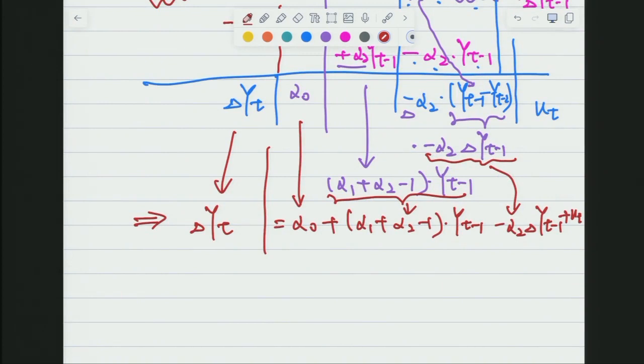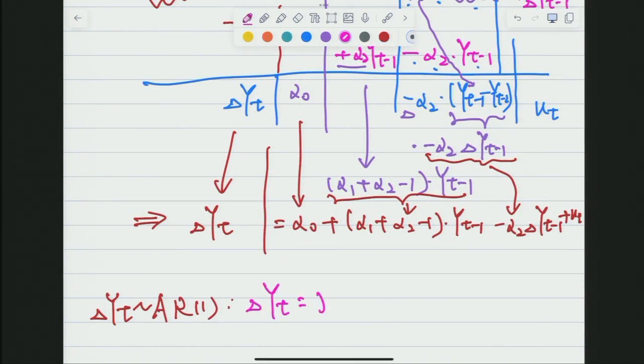Now compare this with the AR(1) model for the first difference, which we have as gamma naught plus gamma 1 times delta y_{t-1} plus u_t on the right.